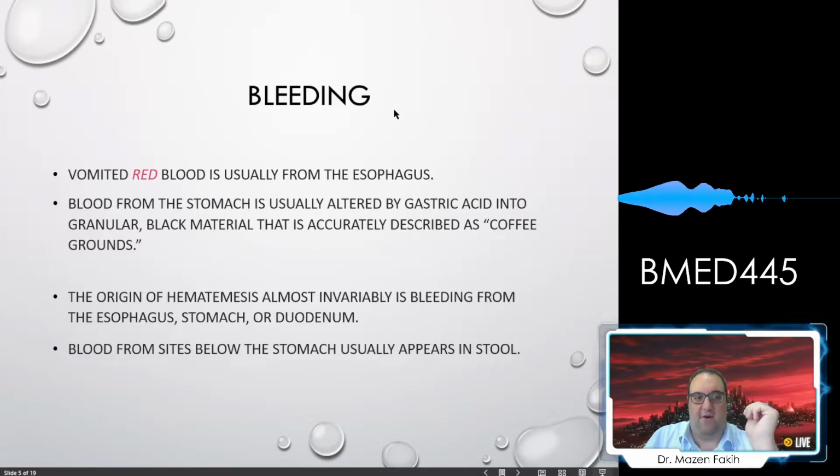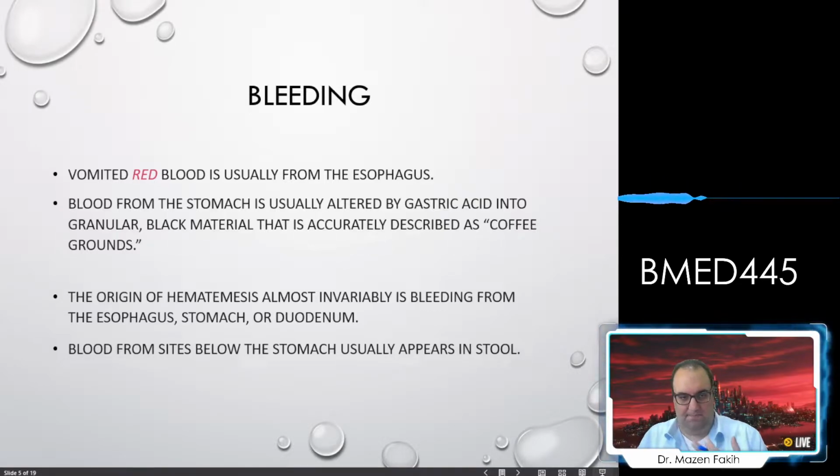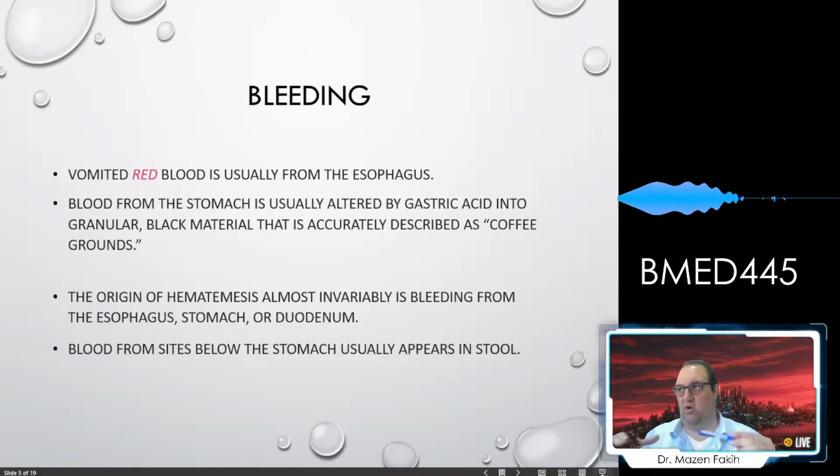Now, vomited red blood is always from the esophagus. Why? Because if blood mixes with the hydrochloric acid of the stomach, it immediately turns black. Its color becomes like coffee grounds. Literally like coffee grounds, we call them coffee grounds. And so anything that happens in the duodenum, esophagus, and the stomach, it ends up coming out of the mouth. Anything that happens below the duodenum all the way to the anus, it will come out with the stools.